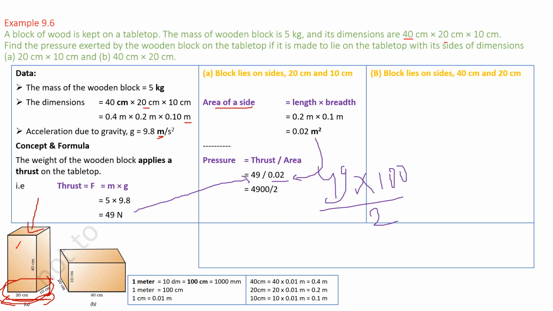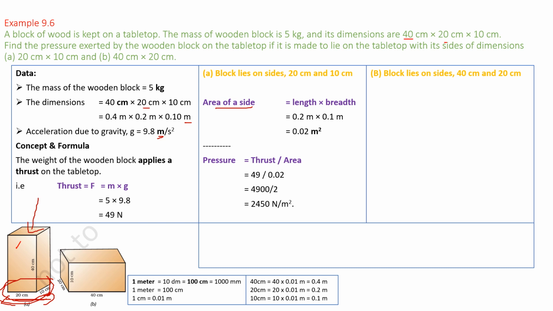This is the way. Then what is the answer? 4,900 by 2, that is equal to 2,450 Newton per meter square. Why Newton per meter square? The unit of thrust is Newton, the unit of area is meter square, so I say Newton per meter square, 2,450. Good. We answered the first sub question: what is the pressure exerted with these dimensions touching the tabletop?